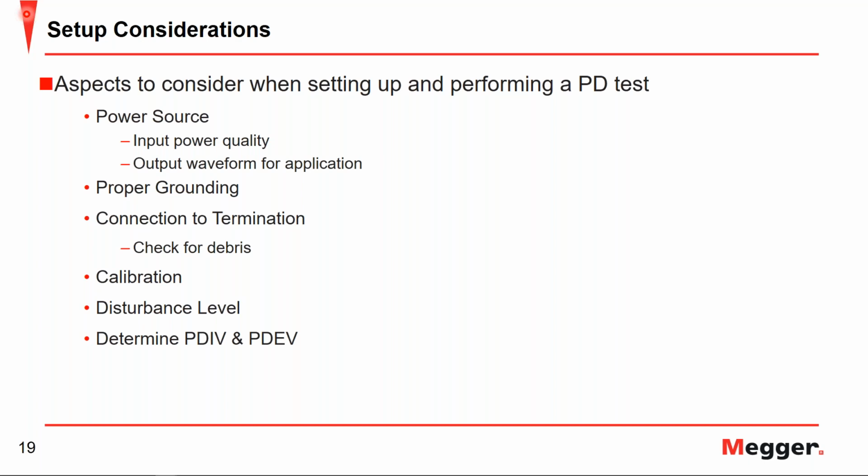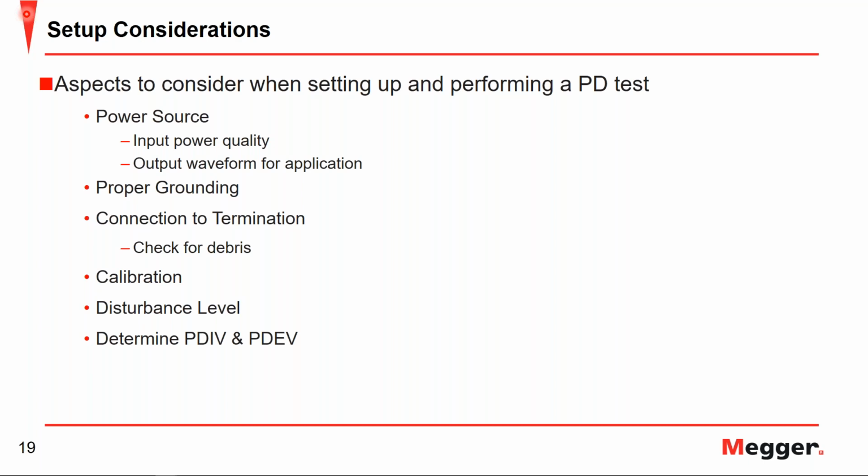Next is the disturbance level, also called the background noise. And this is obviously important because the background noise determines what you can see. What I mean by that is if you have a background noise of 500 picocoulombs, let's say, you're not going to be able to see any defects lower than that because that's your noise floor.